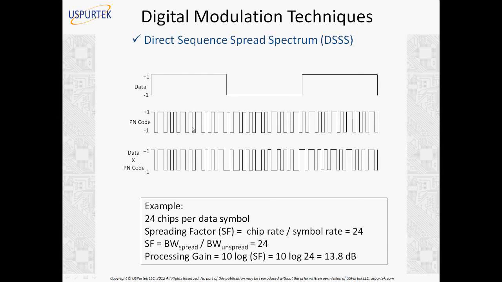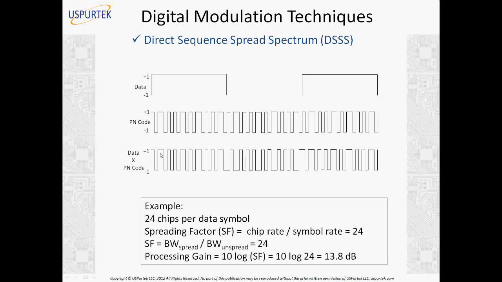When we multiply the data stream with the PN code pulses, we get the output signal, which is a wideband signal. Instead of this slow bit rate, now we have very fast changing pulses, which means higher bandwidth. That is how we increase the bandwidth in DSSS. We multiply the data stream with the PN code directly, and the output we get is a wideband signal.